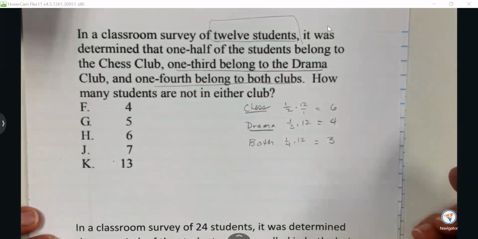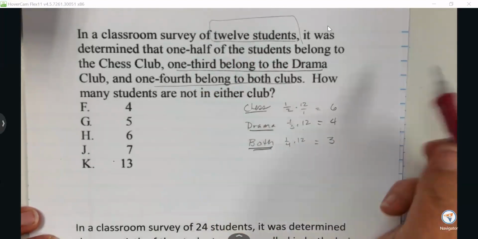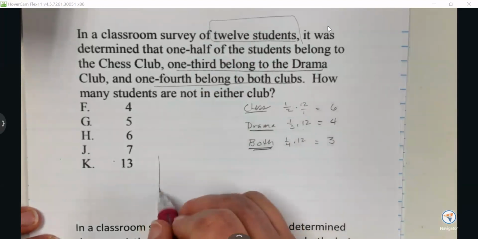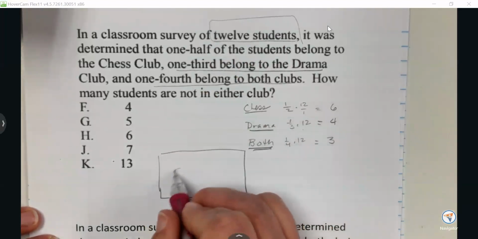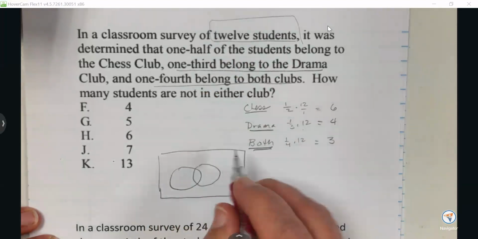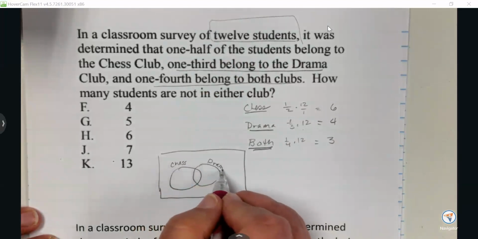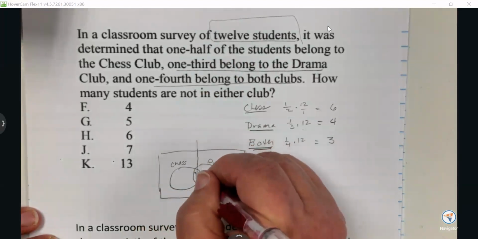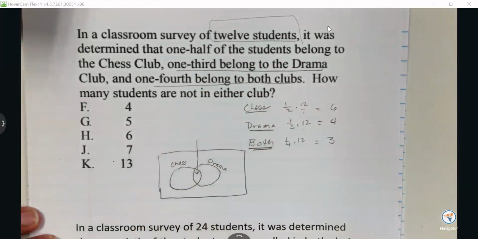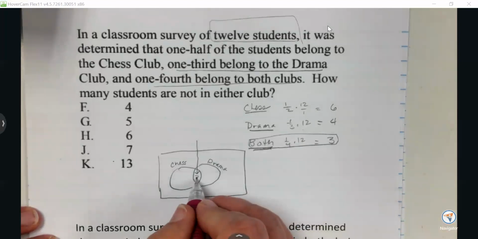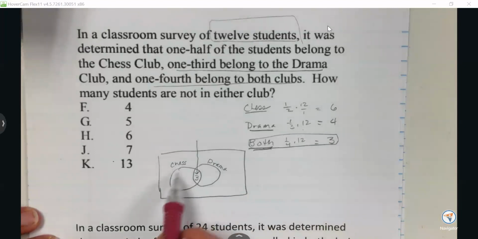How can that be? Well, the reason is that we've counted some of these people twice. The easiest way is to make a Venn diagram. I love Venn diagrams. Let's say this circle is chess club, this circle is drama club, and the part in the middle where they intersect is where both of them are. In this case, I know there's a total of 12 people. I know the ones that are in both. There are 3 people in both clubs. Notice this 3 is in the circle for chess and in the circle for drama.